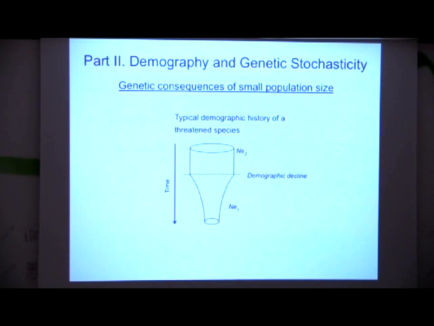So, now I'm going to talk about demography and genetic stochasticity. Genetic stochasticity, as I'm sure most of you are aware, is a term that encompasses both genetic drift and inbreeding. And I'm going to start very, very simple. So imagine any endangered species, more or less. It will have a small population size today, and sometime in the past, this population or this species had a large population size. It's very simple. The same goes for extinct species, of course. So at some point in time, you have a demographic decline.